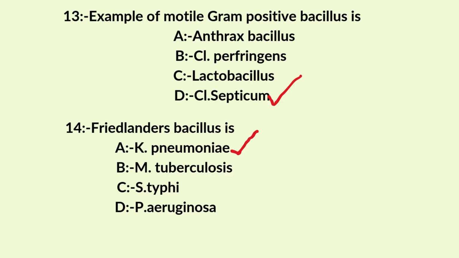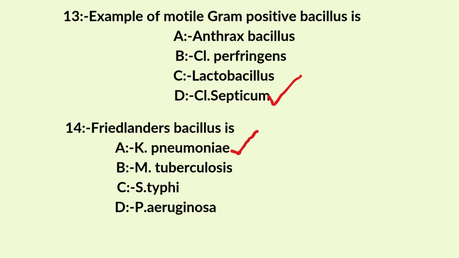Next one, example of motile gram-positive bacillus is, options: Anthrax bacillus, Clostridium perfringens, Lactobacillus, Clostridium septicum. Answer is option D, Clostridium septicum. It is a motile gram-positive bacillus. All others are non-motile in nature.